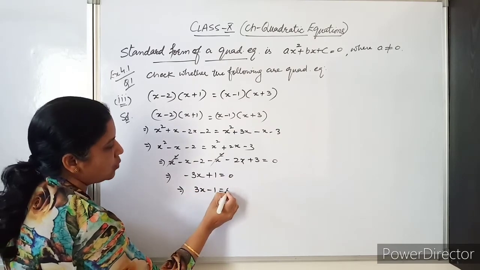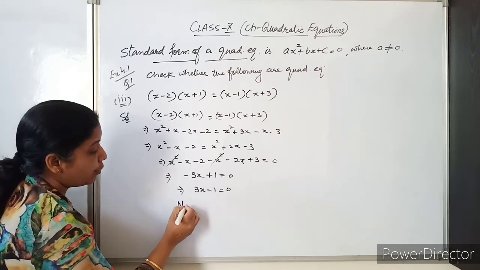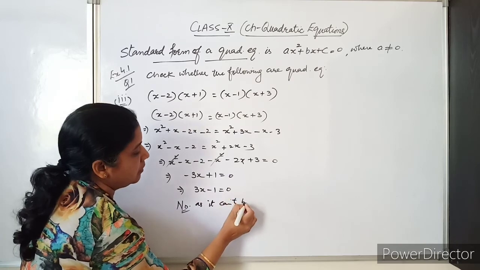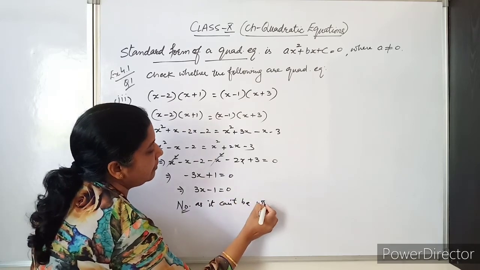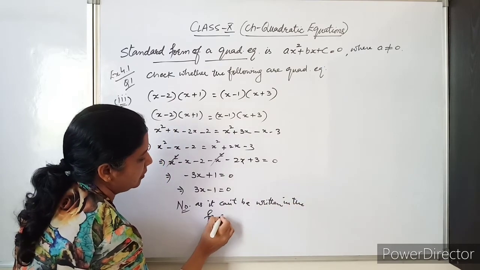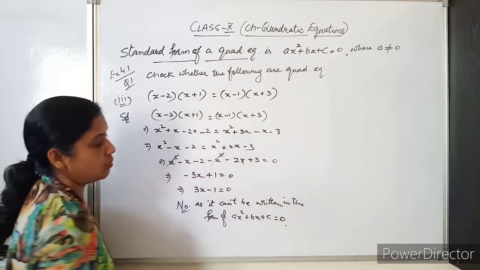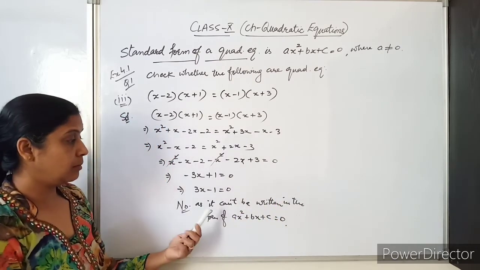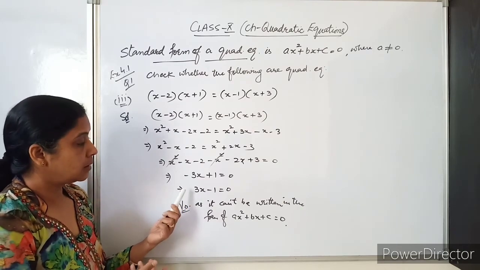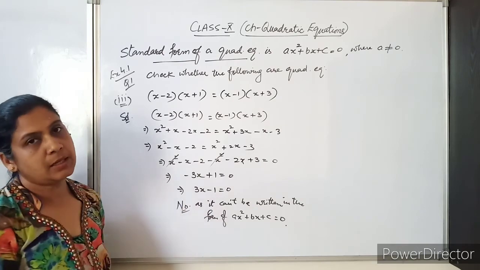Changing the signs throughout, I get this equation, 3x minus 1 equal to 0, which cannot be written in the form of ax square plus bx plus c is equal to 0. Since it can't be written in this form, because here the coefficient of x square is 0, the term containing x square is not present. So we will simply say no, this is not a quadratic equation.